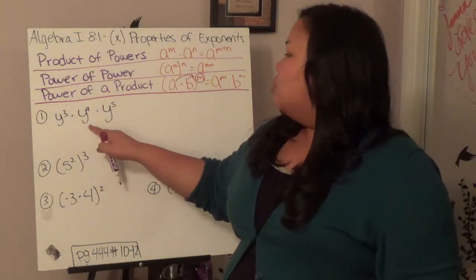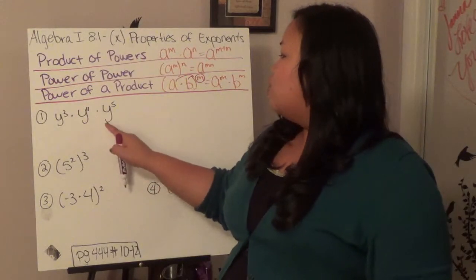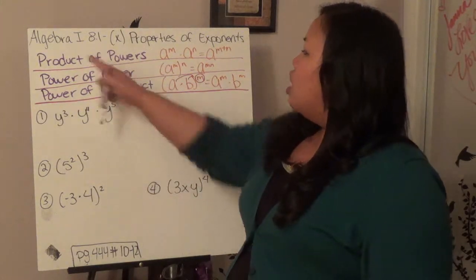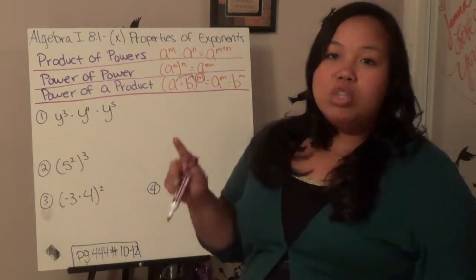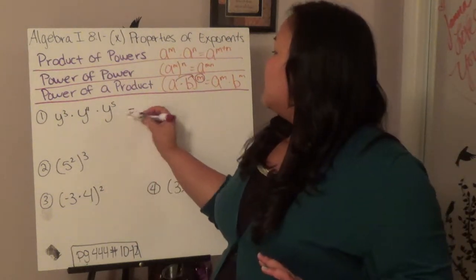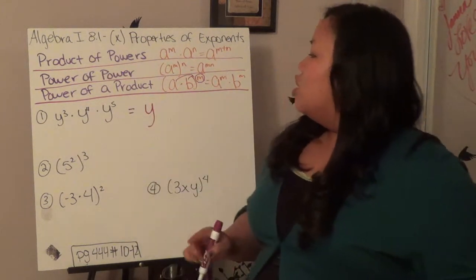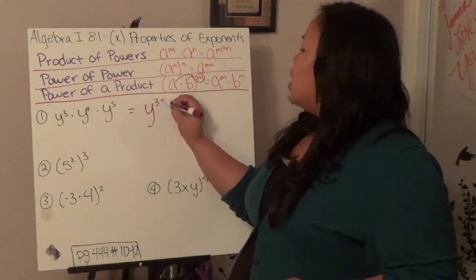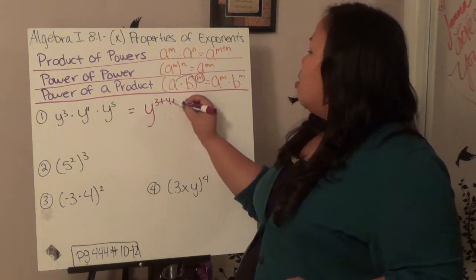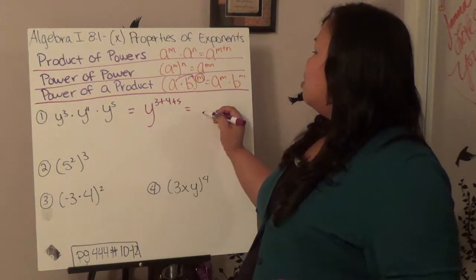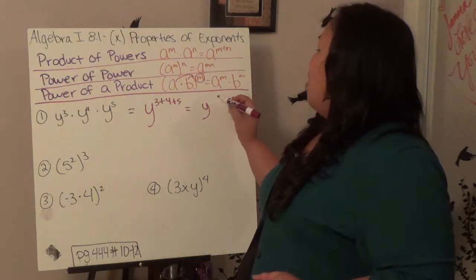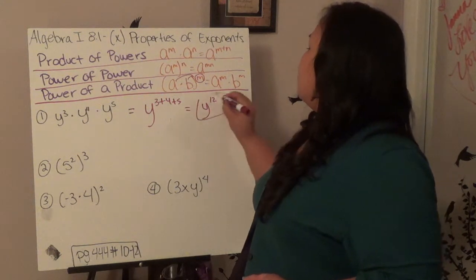This is y times y to the 3rd times y to the 4th times y to the 5th. Which one does this apply to? The product of powers, when you're multiplying with the same base. The base is the same, which is y. So that means I can take all the powers and add them. 3 plus 4 plus 5. So 3 plus 4 is 7, plus 5 is 12. So y to the 12.